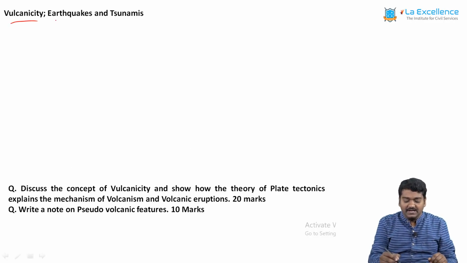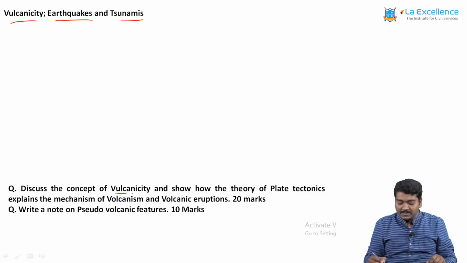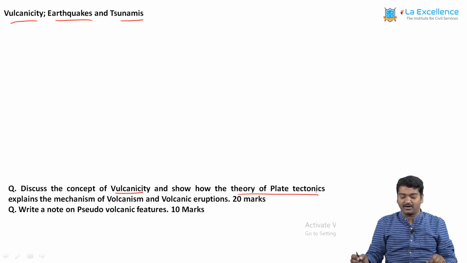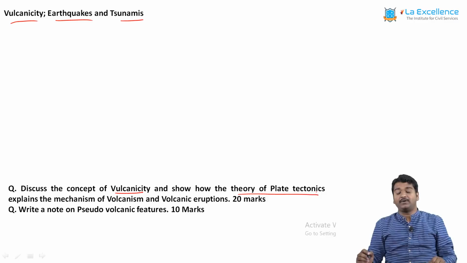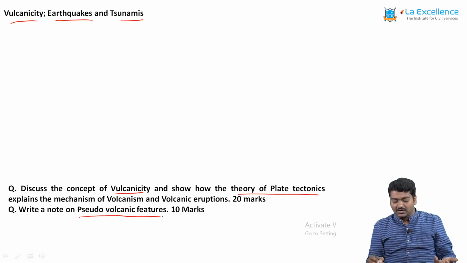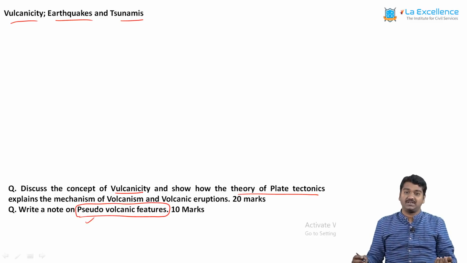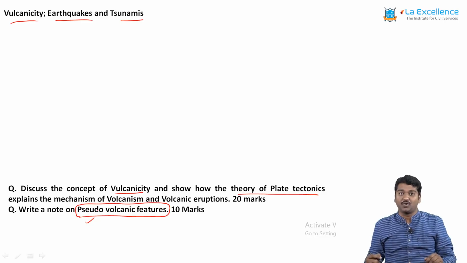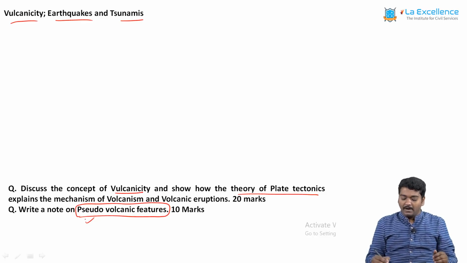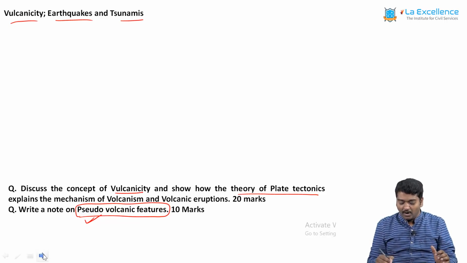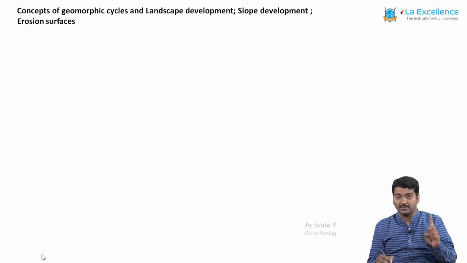Then volcanicity, earthquakes and tsunamis: concept of volcanicity and the theory of plate tectonics. How convergent boundaries are associated with volcanic eruptions. Divergent boundaries are associated with volcanic eruptions. Hot spots are associated with volcanic eruptions. Along with that, this was out of the box, where if you know some of the features which you read in GS, you will be able to answer the pseudo-volcanic eruptions as well. Remember, they may repeat it in future. Don't think that once UPSC has asked, they may not ask you again, but you have to prepare for that.